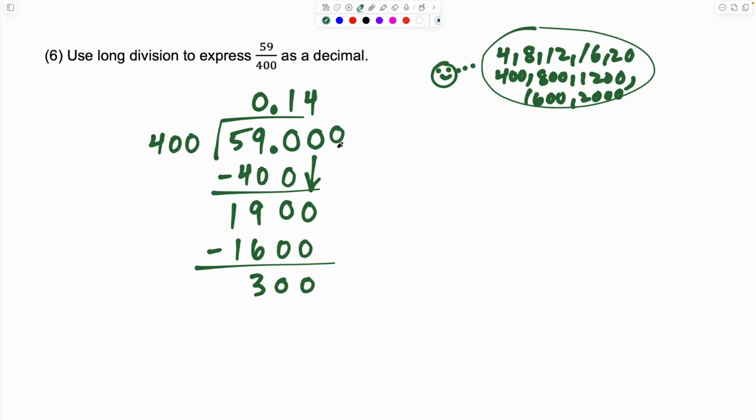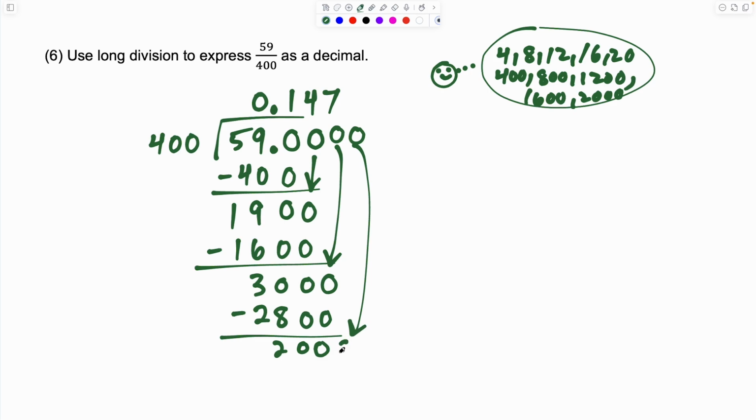Now I put one more 0 and bring it down, and for this one here, I could get as close as 400 times 7. Just think of doing 7 times 4 is 28, and then we have 2 extra zeros at the end. So we subtract here, we have a remainder of 200, and now this is going to be the one. I put one more 0 down here, and 2000 divided by 400.